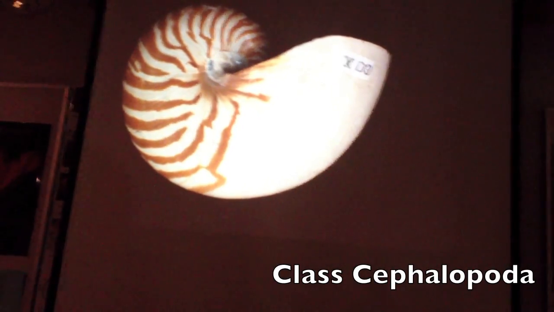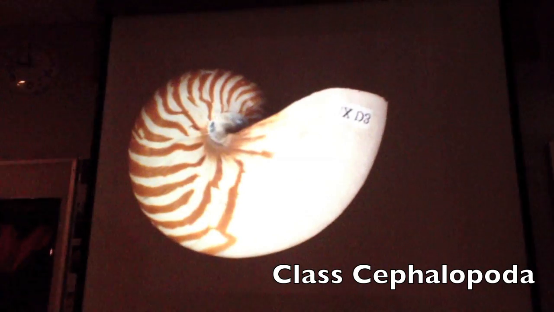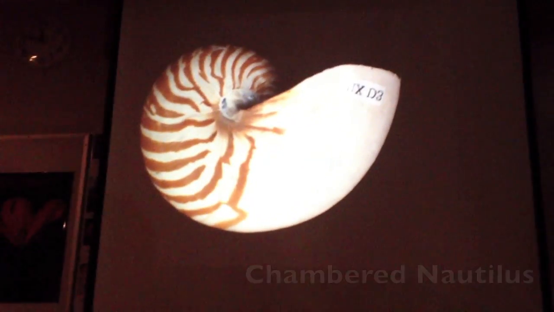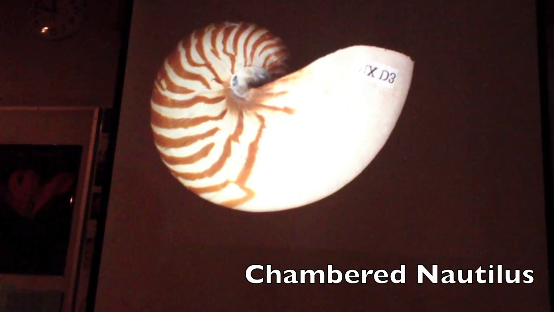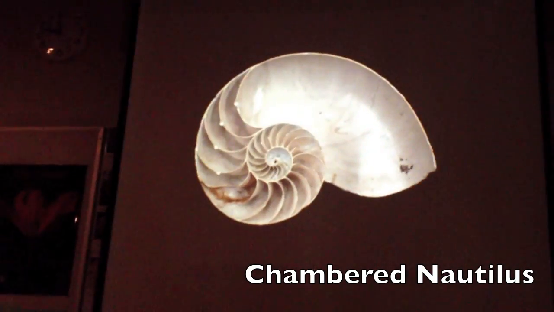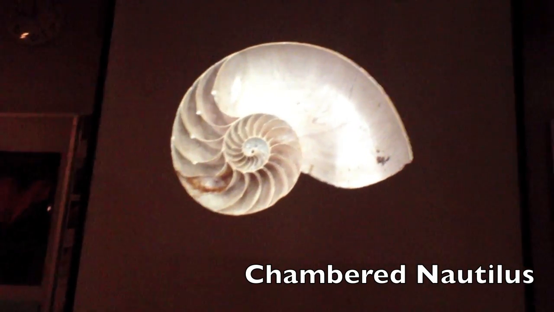Obviously, kind of a weird angle. What class are we looking at? Cephalopoda. And common name of this? Nautilus. Chambered nautilus. Yes.